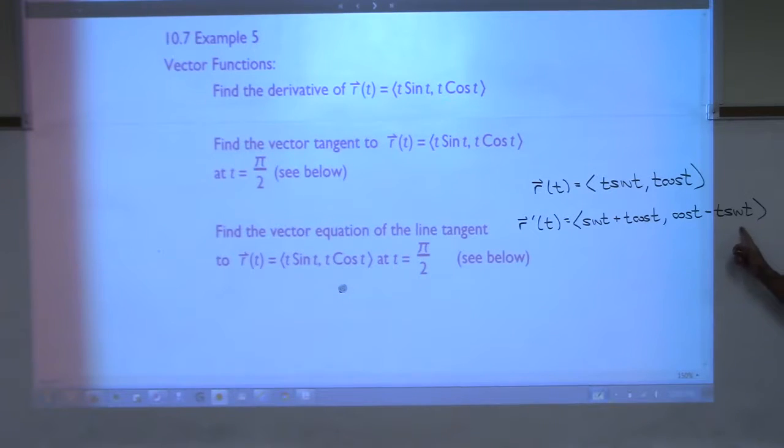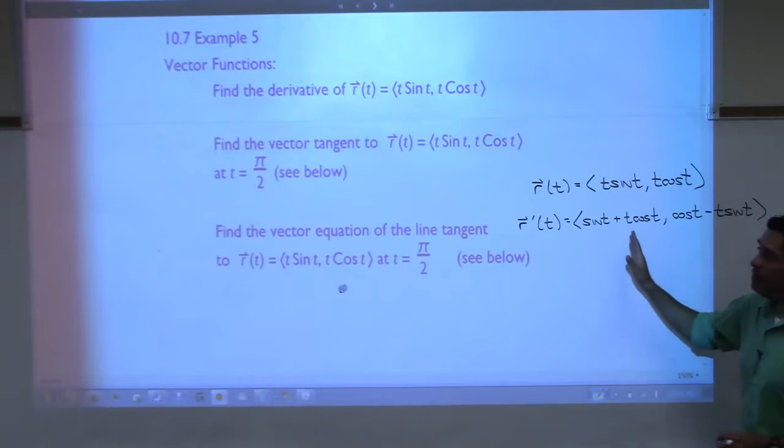You should be getting this result here. You have to do product rule on each of these. And don't forget the negative sign. When you take the derivative of cosine, you get negative sine. So, y'all agree? Okay, that is the derivative.